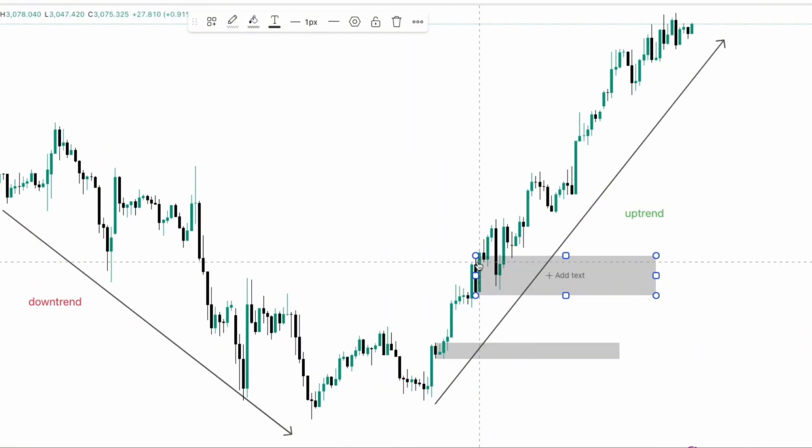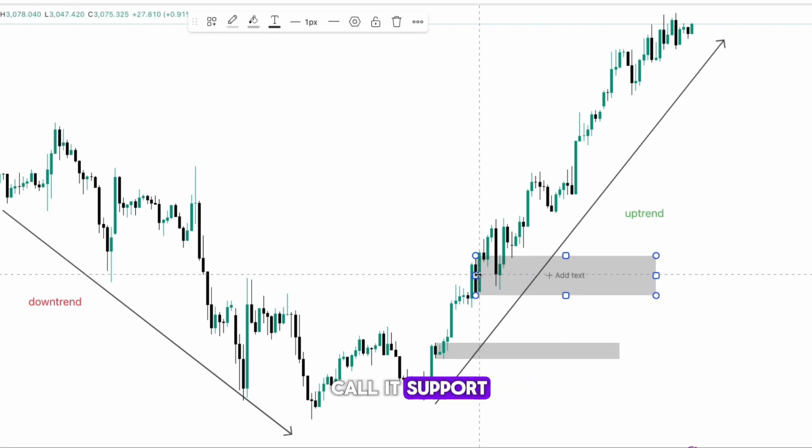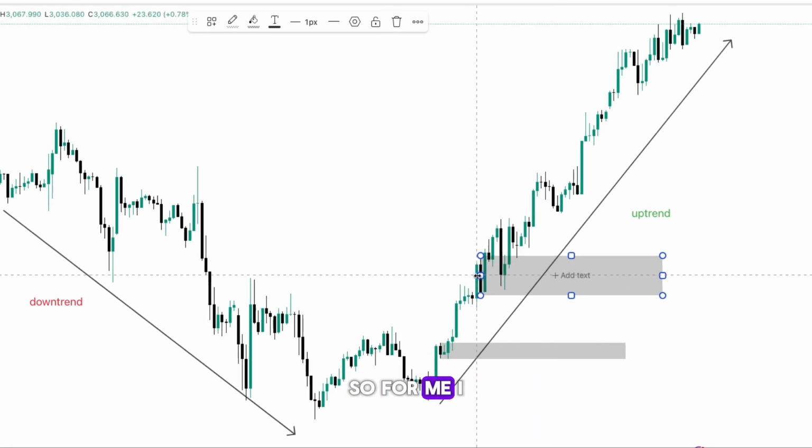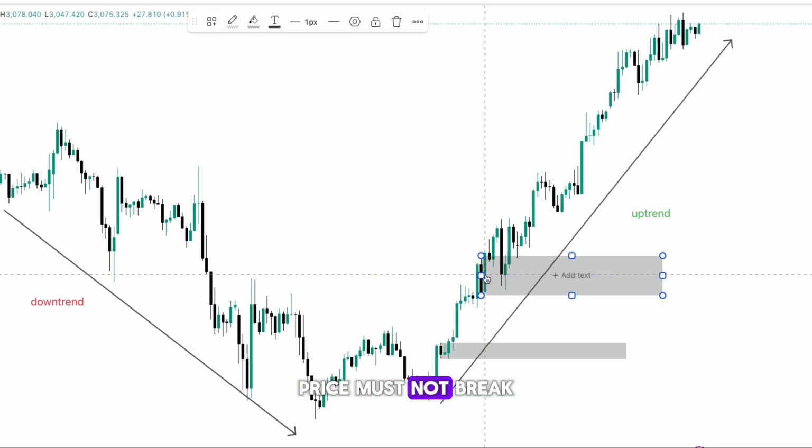But as you can see this candle, some people call it support, some people call it order block. So for me, I call it an order block, using it to follow the institutional flow. This candle, if the price is still bullish, price must not break this candle. I repeat, price must not break this candle.